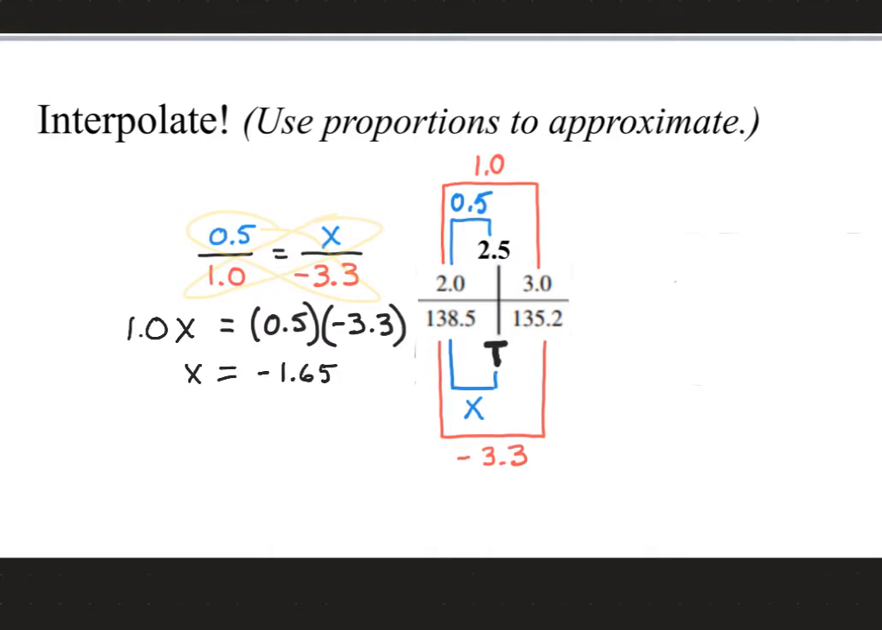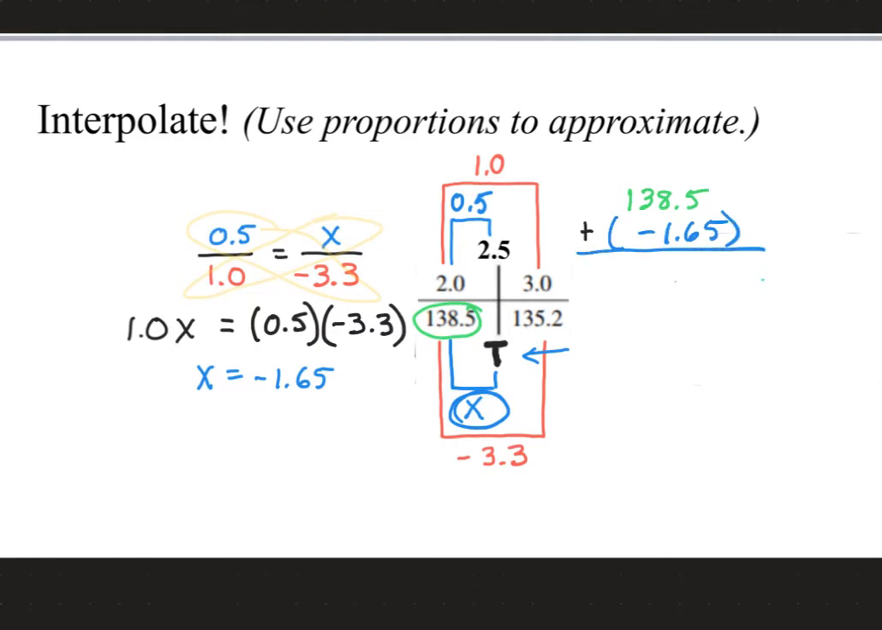All right, so are we done? Actually, no. We have found x, but that's just this value. We have not yet found our temperature. Now I simply need to take the value from which we were measuring the difference and add our x value. In this case, we're adding a negative, so it becomes a subtraction problem. Our final answer is 136.85 degrees. That is equal to T.